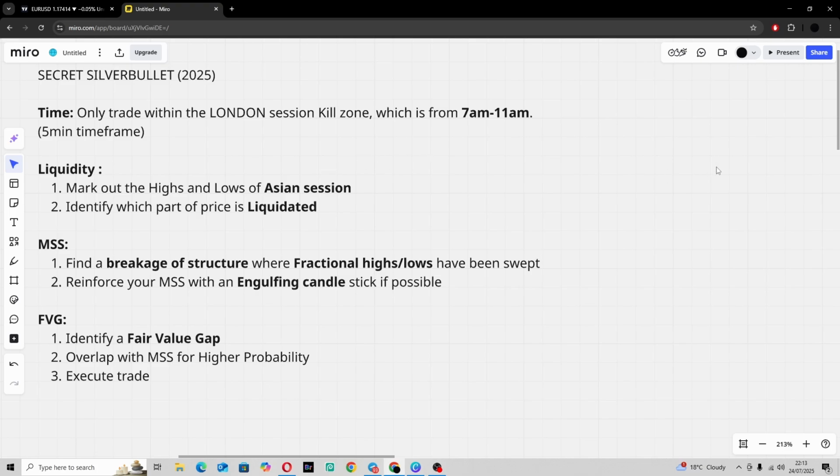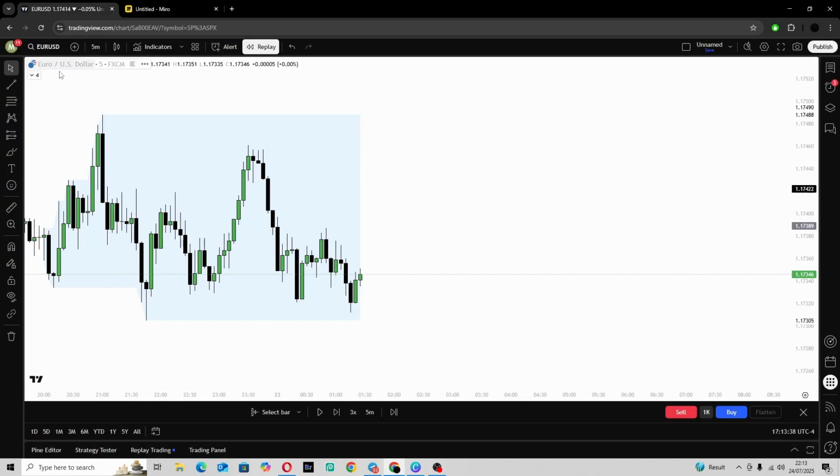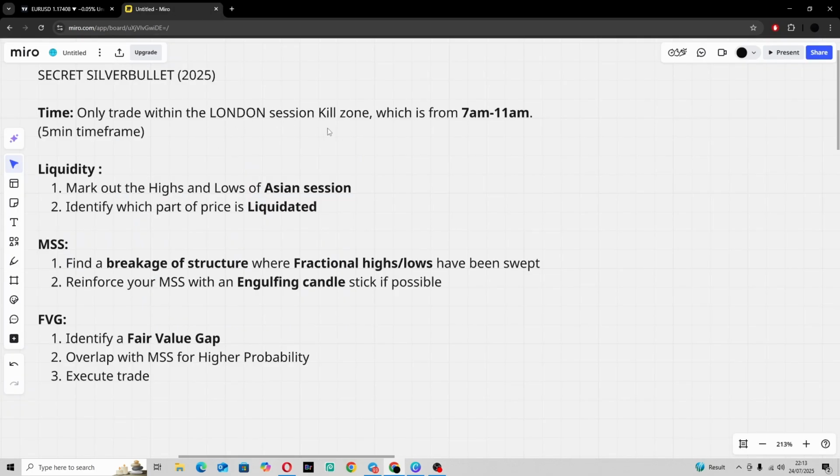So you only trade within the London kill zone session, which is from 7 a.m. until 11 a.m. on the 5-minute time frame. As you can see, we're on the 5-minute time frame, EUR/USD, and we're trading from 7 a.m. till 11 a.m. on the London session kill zone. All we need to do now is mark out the highs and the lows of the Asian session.